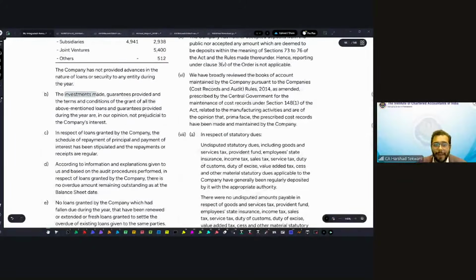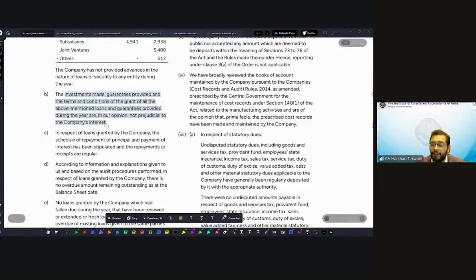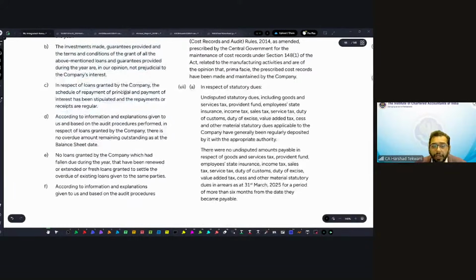Second, investment made, guarantee provided. All above mentioned loans are, in our opinion, not prejudicial to the interest of the company. Third, the schedule of repayment of principal and payment of interest has been stipulated and is regular. So there is no default.